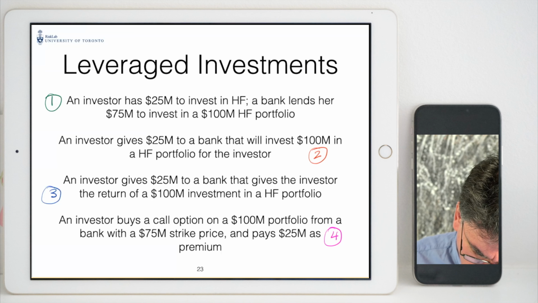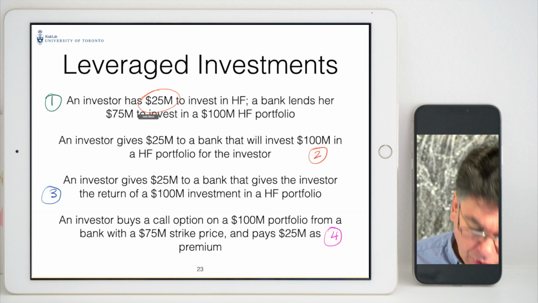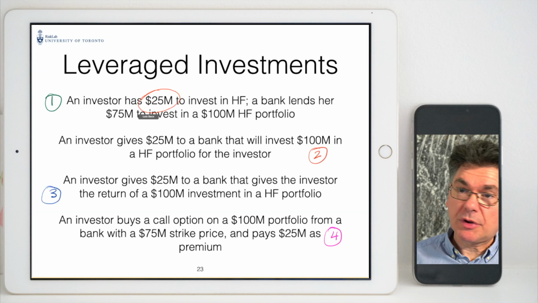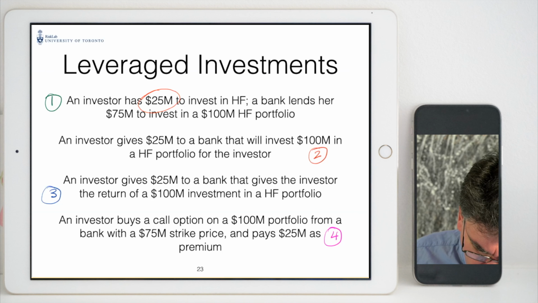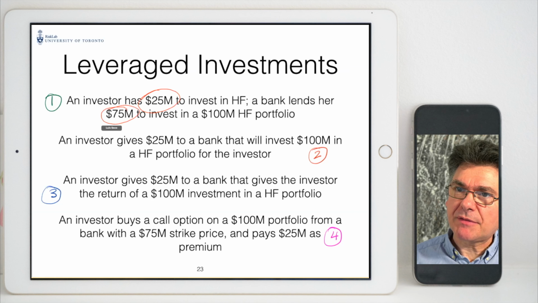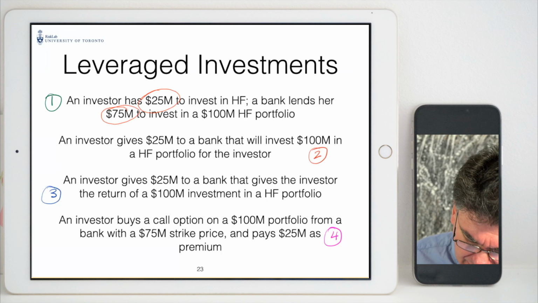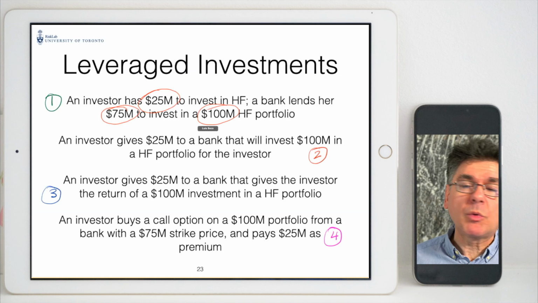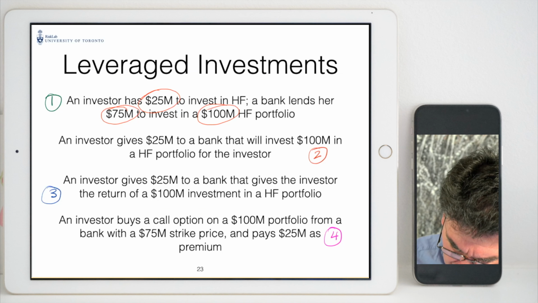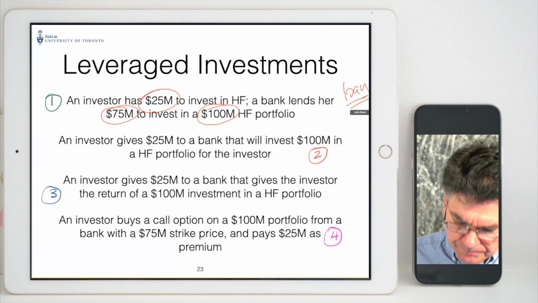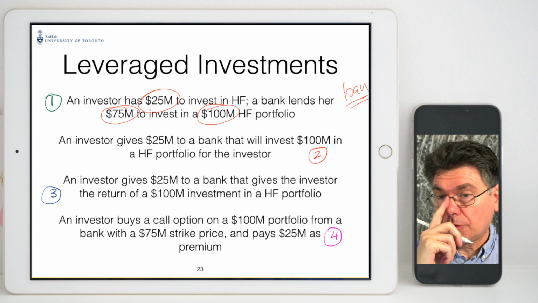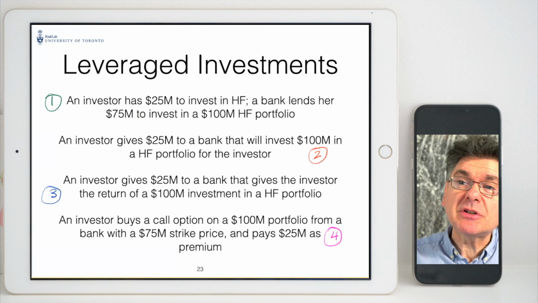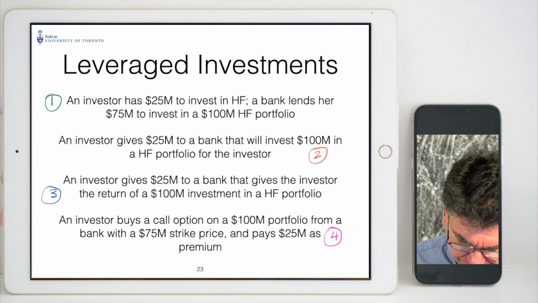All right. So the first way to do that is what we described earlier. 25,000 or 25 million is what you have, but you're going to borrow 75,000 or 75 million to invest 100. That's one way of doing that, okay? And this is taking a loan. Understand? That's one way of doing that, but there's another way of doing that. It sounds the same, but I'll explain the differences in a minute.